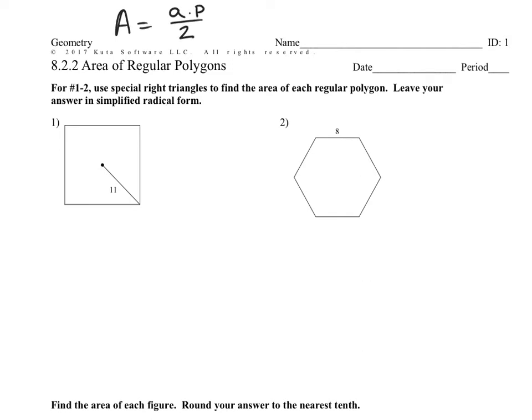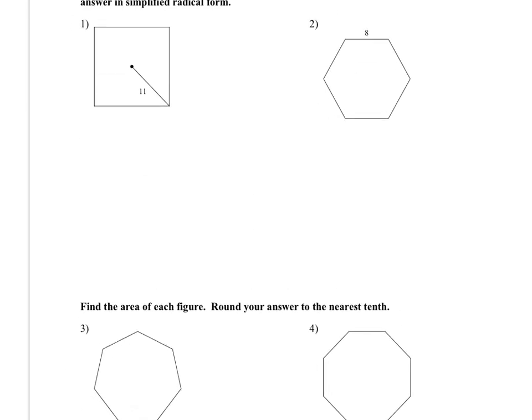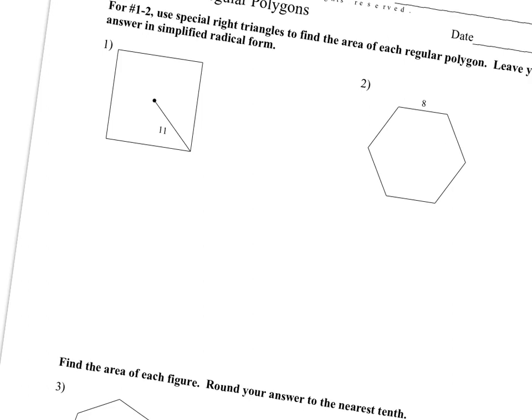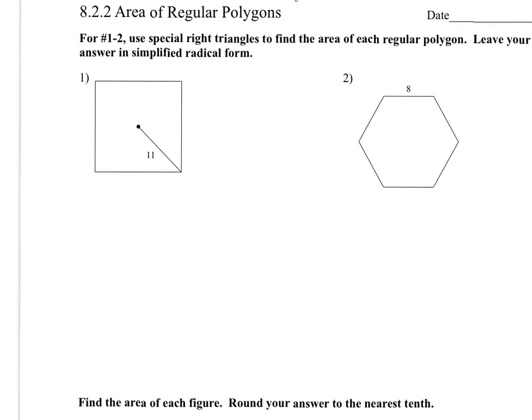So if we can find the apothem, or the height of one of the isosceles triangles within this regular polygon, times it by the perimeter of the polygon, and then divide that whole thing by 2, we'll have our answer. Taking a closer look at number 1 and number 2, we need to make sure that in these first problems we use special right triangles to solve these regular polygons, and we leave our answer in reduced radical form, which means that we are going to have a radical or a square root in our answer.